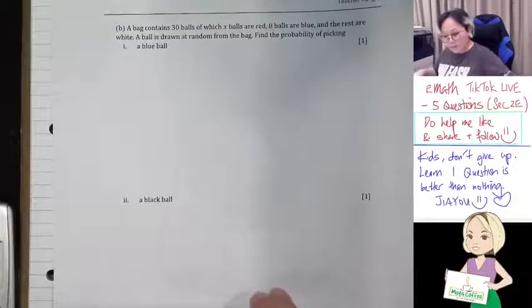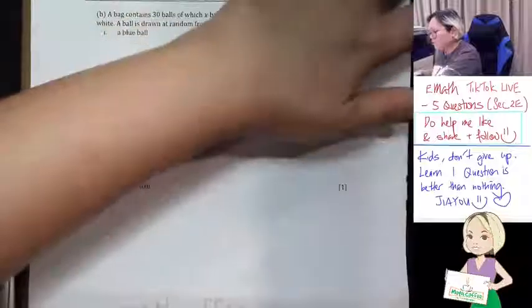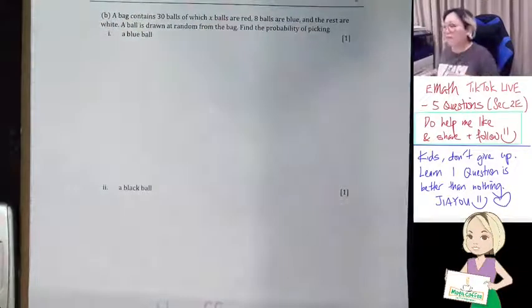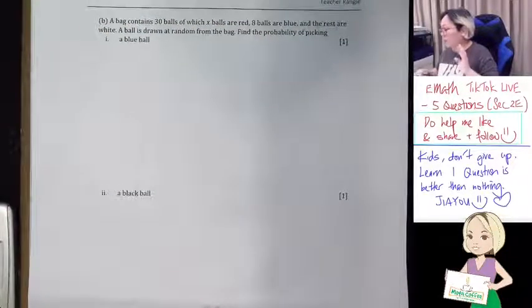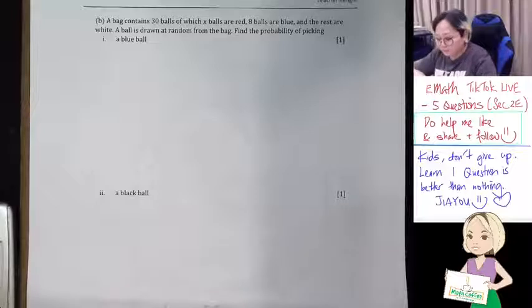Next is probability, simple probability. Just to let you know that probability has simple probability and advanced probability. This is only simple probability. Sec 2, usually they only learn simple probability. Then either Sec 3 or Sec 4, they learn advanced probability. So same value, just different number, right? Don't understand?